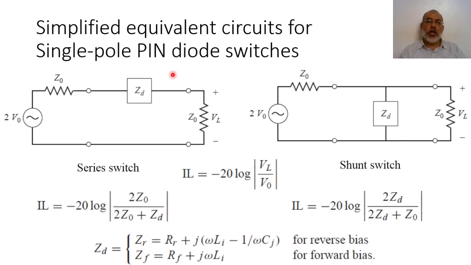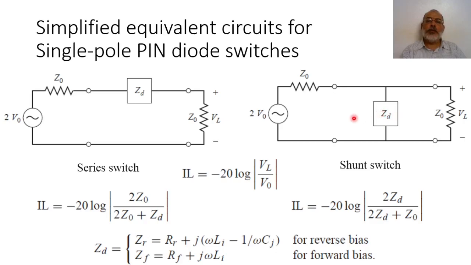In the previous video, we introduced what is meant by a PIN diode, and we presented the equivalent circuit for the forward and reverse biased PIN diodes. We also presented briefly how to use this PIN diode as a single pole PIN diode switch, and we said that in this case the PIN diode can be used in series or in parallel to the load impedance. And we have studied qualitatively how this PIN diode switch can be operated.